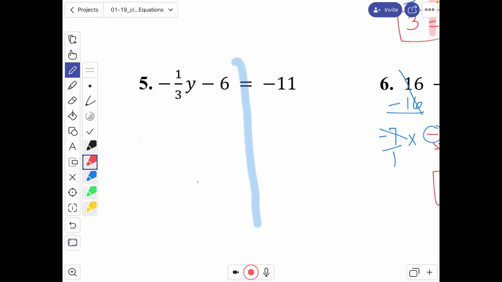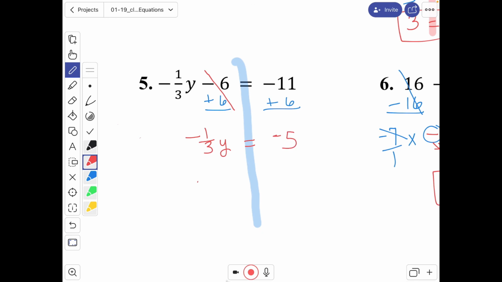Okay, let's also look at number 5. So we have negative 1/3 times y minus 6 equals negative 11. So first we want to do the opposite of minus 6. That would be plus 6 or positive 6, whichever one. And since those are opposites, they cancel. And we have negative 1/3 times y equals negative 5.